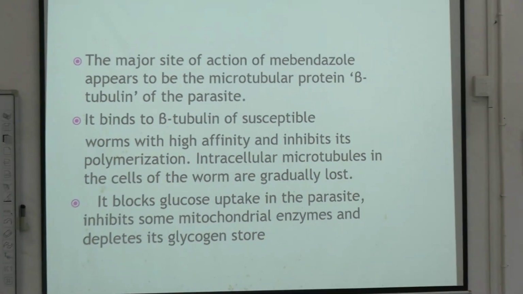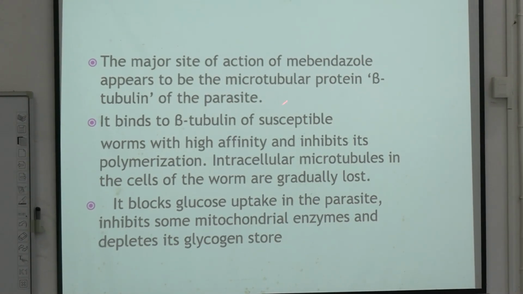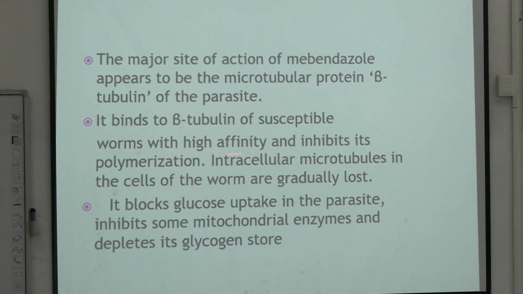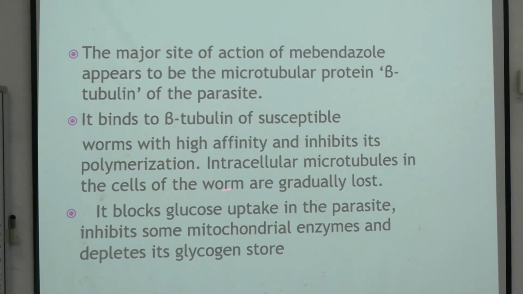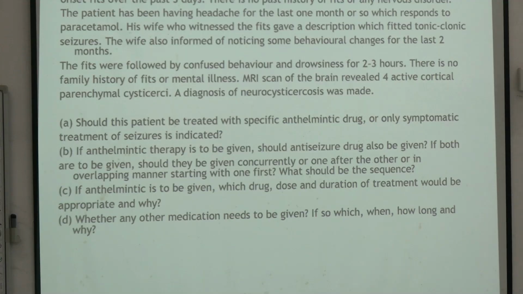The mechanism of action: it binds to the microtubular protein beta tubulin of the parasite and inhibits polymerization, so the intracellular microtubules are gradually lost. It blocks glucose uptake and mitochondrial enzymes and depletes the glycogen store. This is the mechanism of action.